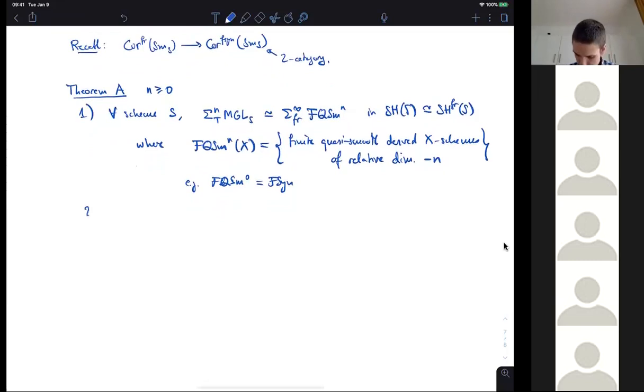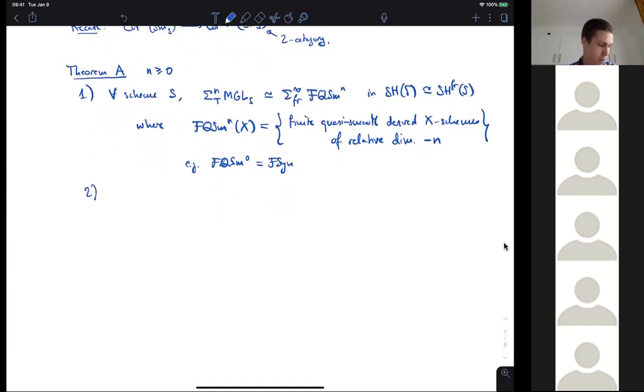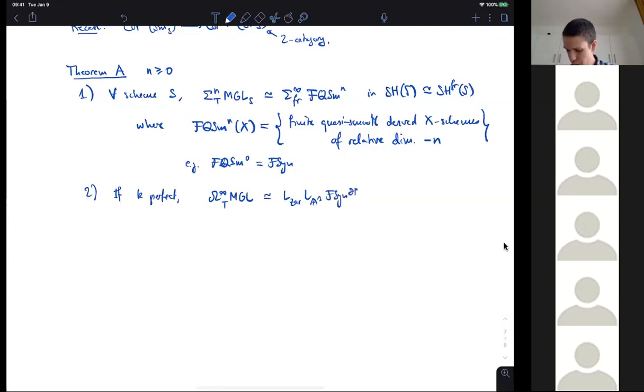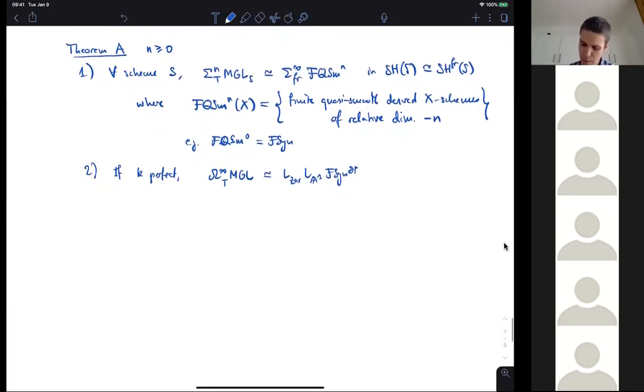Okay, and then the second part of this is basically a specialization of the first part to the case of a perfect field, in which case you can say something about the underlying space of these motivic spectra. So if k is perfect, let me say something about the case n equals 0 first. So loops infinity of MGL is going to be given by this formula. This is the general formula that you get for loops infinity of a framed suspension spectrum over a perfect field that I explained last time.